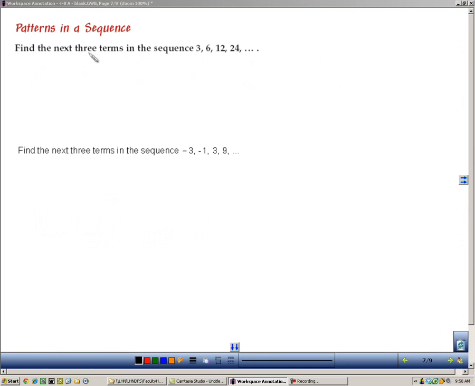Here we have some patterns, but this time they're specifically sequences, and we've dealt with sequences before. The key is to find out what the pattern is to get from each number to the next. So we're going to look at that. To go from a 3 to a 6, you're going to add 3. From a 6 to a 12, you're going to add 6. From a 12 to a 24, you're going to add 12. So it looks like plus 3, plus 6, plus 12.